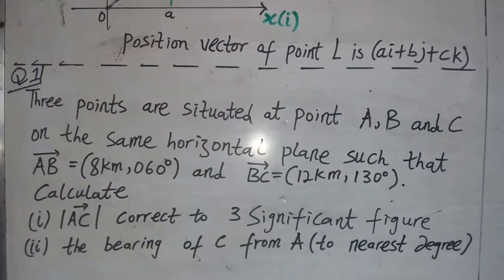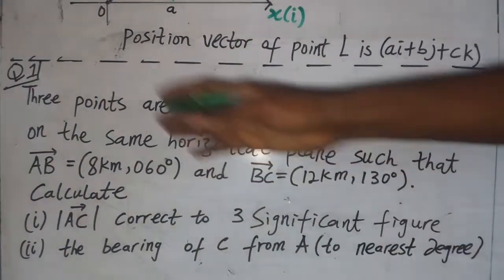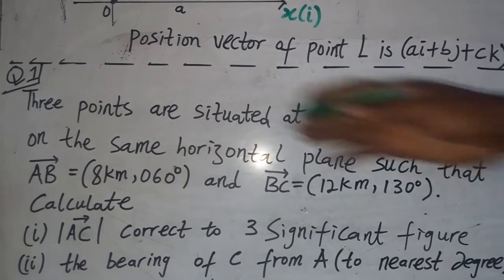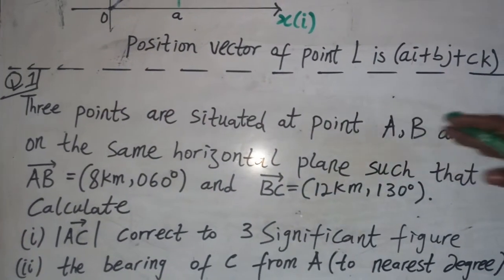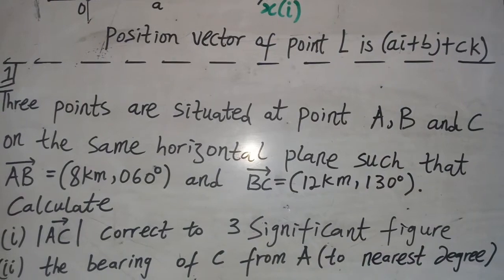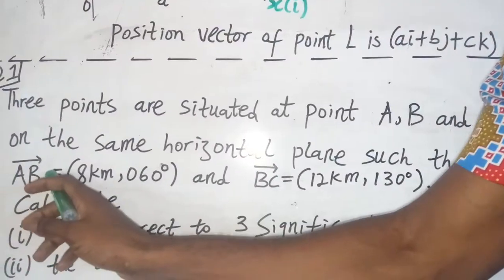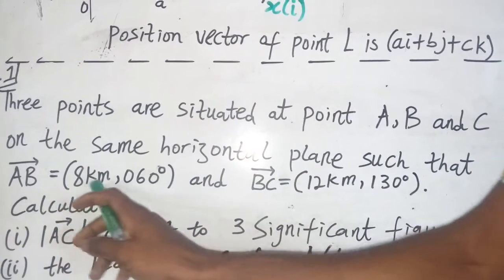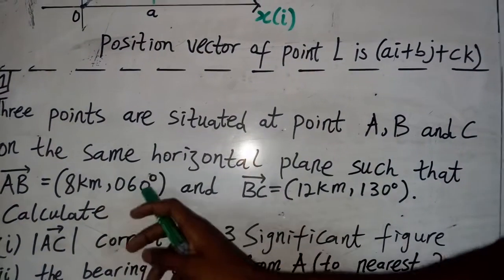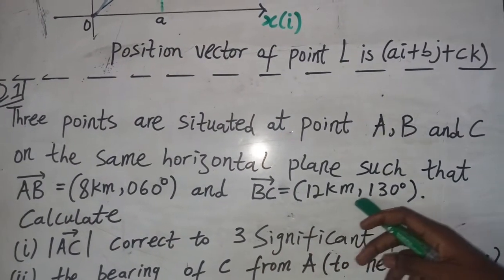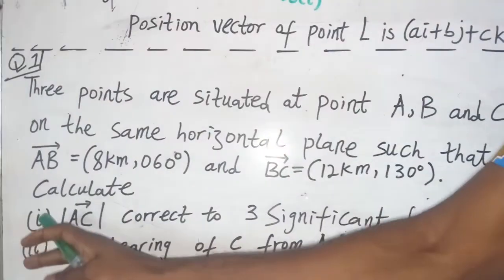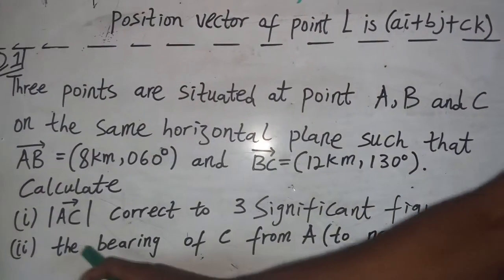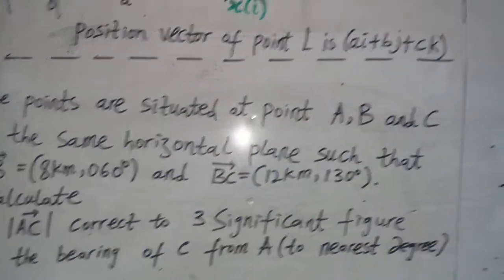Now this question, which is the most important thing I want to treat today, says that the points are situated at points A, B, and C on the same horizontal plane, such that AB, a vector, is represented as 8 km, that is the magnitude, and this is the direction, that's the angle, and BC with this magnitude and direction. So we are asked to find AC, correct it to three significant figures, and find the bearing of C from A. Now the solution.